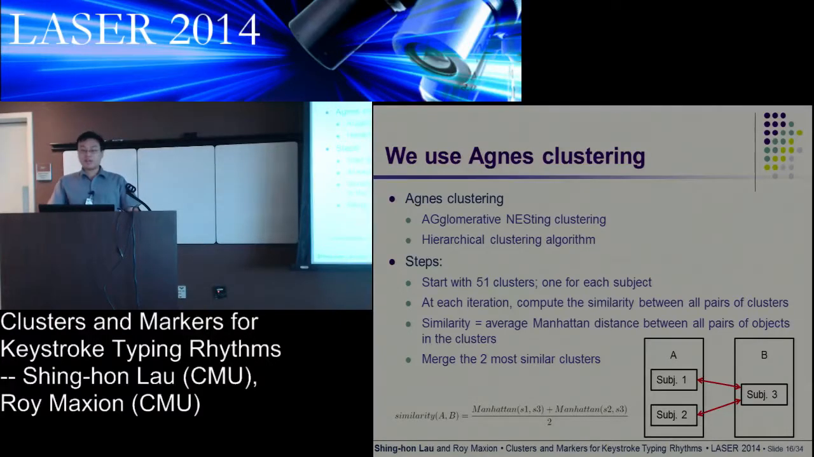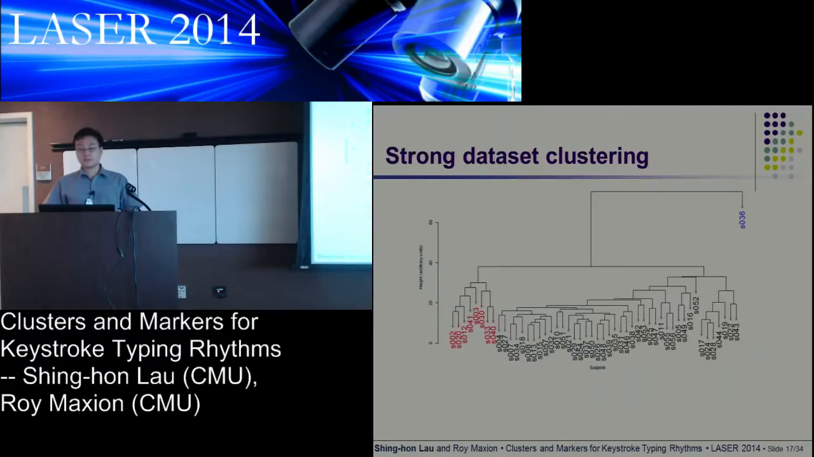Once we've identified these similarities, we merge the two most similar clusters. And we rinse and repeat until we have only a single cluster left, and this cluster will consist of the entire population. So what do we get when we apply this technique to the strong data set?